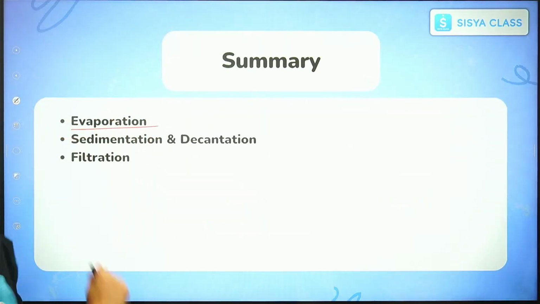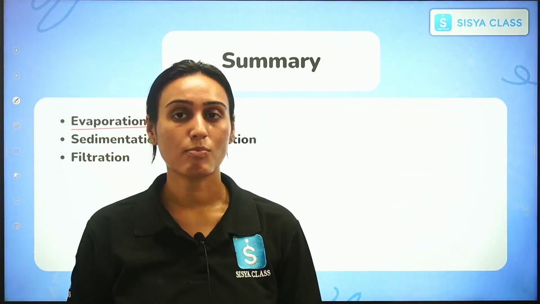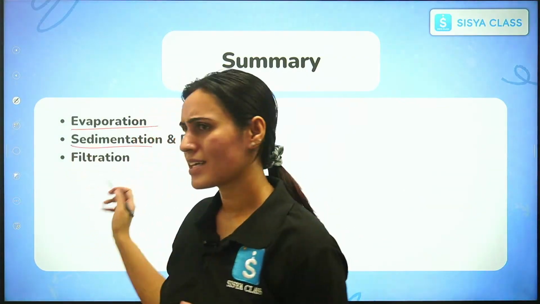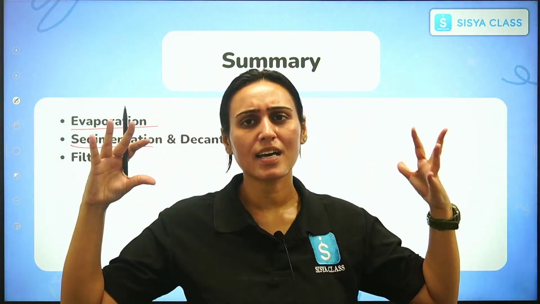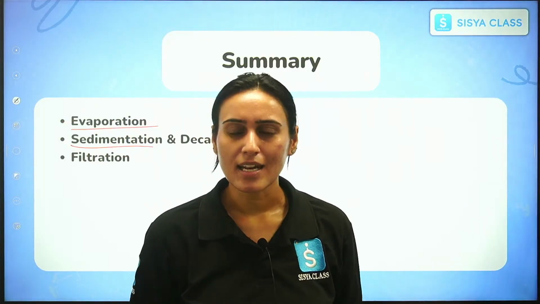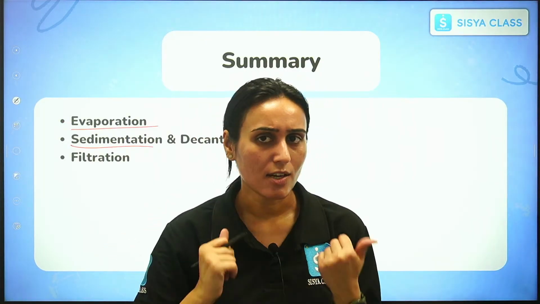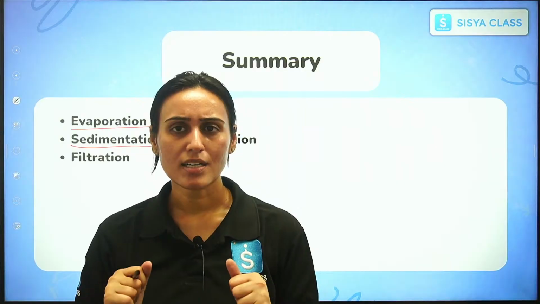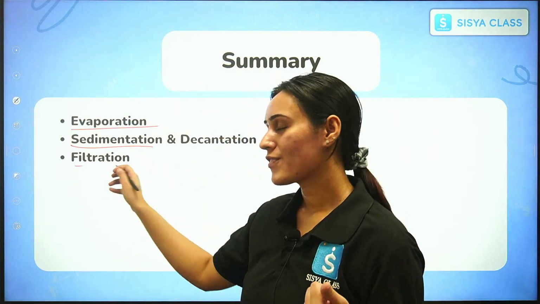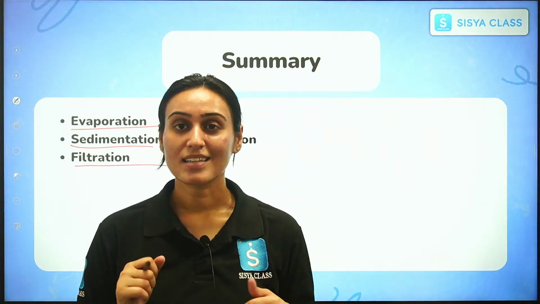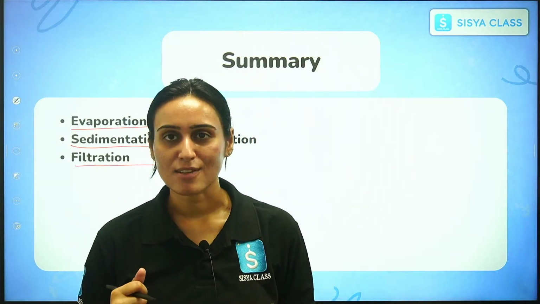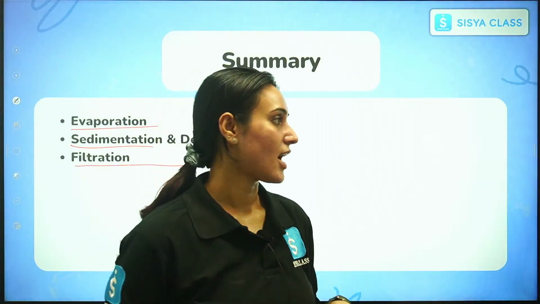So this is what we have learned today, everyone. We have learned about the process of evaporation, liquid turning into vapor. Then we have seen sedimentation, in which you allow your bigger, heavier particles to settle down at the bottom of the container, and then you can decant the clear liquid. You still have some impurities left. You can filter them out. So you have learned the process of filtration also. So these are the three methods that we have learned in order to separate different components of the mixture. Correct, everyone?